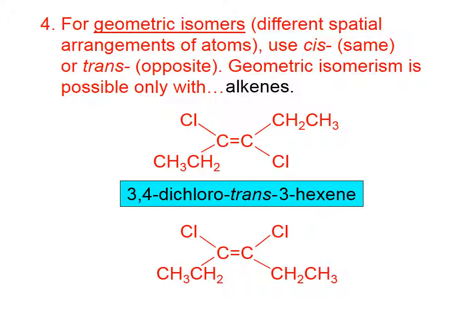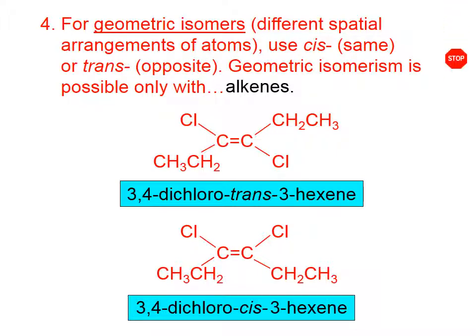The one at the bottom is very similar. We again have 6 carbons in a chain with a double bond between carbons 3 and 4. So this is again 3-hexene. We have chloro substituents hanging off of carbons 3 and 4, so this is 3,4-dichloro, but now you can see that those chloro substituents are on the same side, so we say cis.